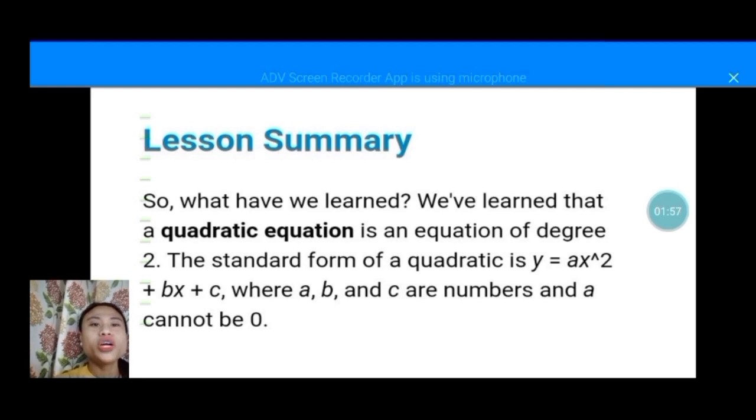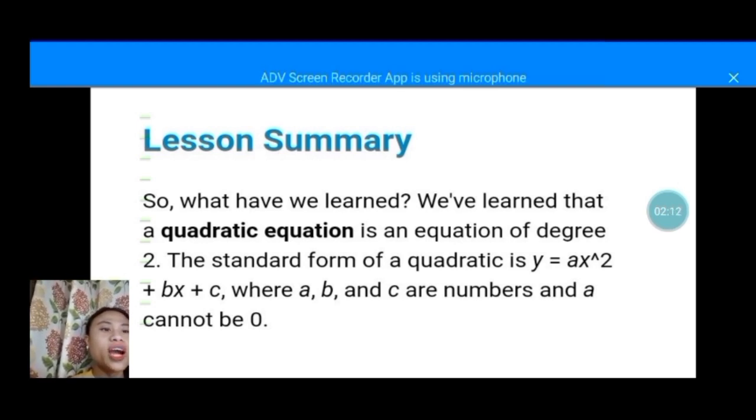Lesson summary. So what have you learned? We learned that a quadratic equation is an equation of degree 2. The standard form of a quadratic is y equals ax squared plus bx plus c, where a, b, and c are numbers and a cannot be 0.